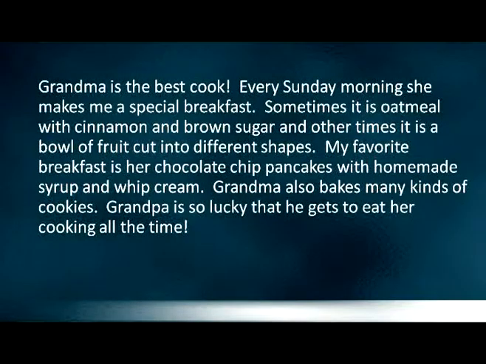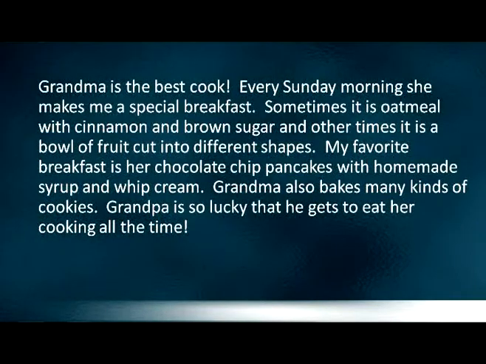Grandma is the best cook. Every Sunday morning she makes me a special breakfast. Sometimes it is oatmeal with cinnamon and brown sugar, and other times it is a bowl of fruit cut into different shapes. My favorite breakfast is her chocolate chip pancakes with homemade syrup and whipped cream. Grandma also bakes many kinds of cookies. Grandpa is so lucky that he gets to eat her cooking all the time.